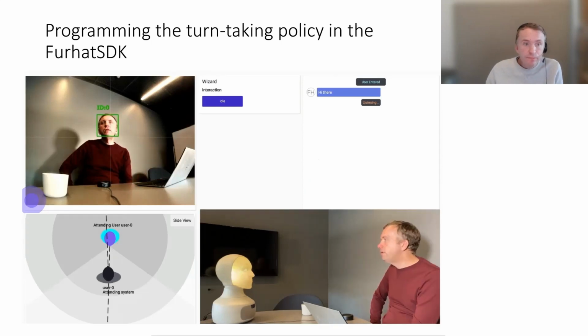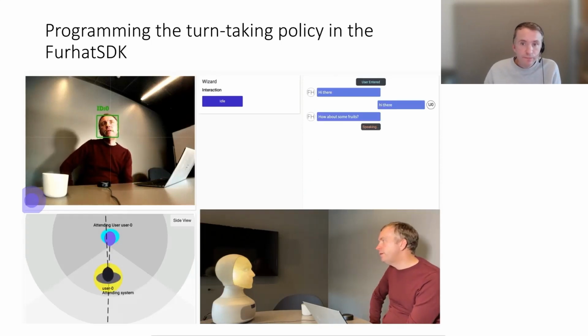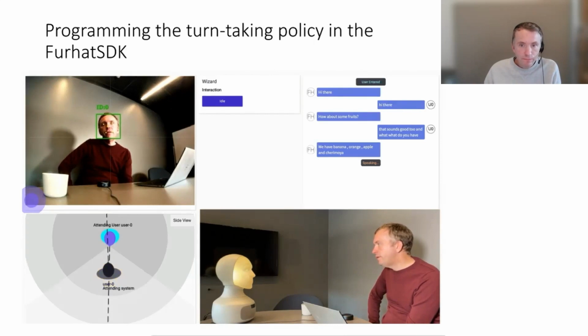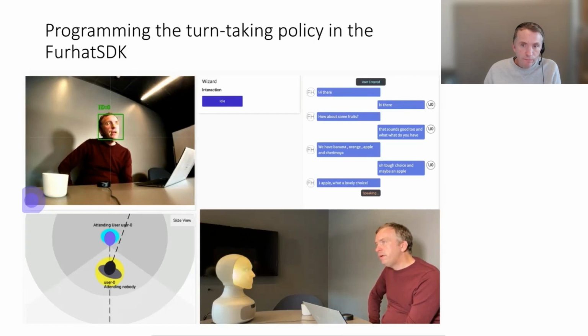Hi there. Hi there. How about some fruits? That sounds good. What do you have? We have banana, orange, apple, and cherimoya. Oh, tough choice. Maybe an apple. One apple. What a lovely choice. Anything else? Yeah, a banana.